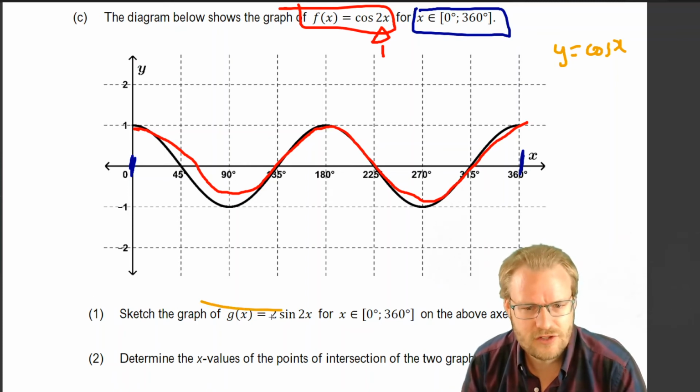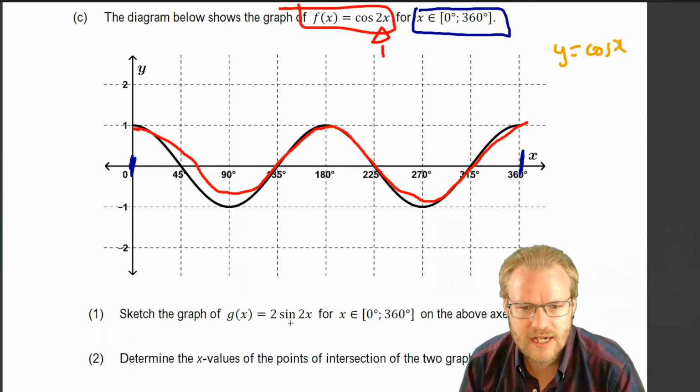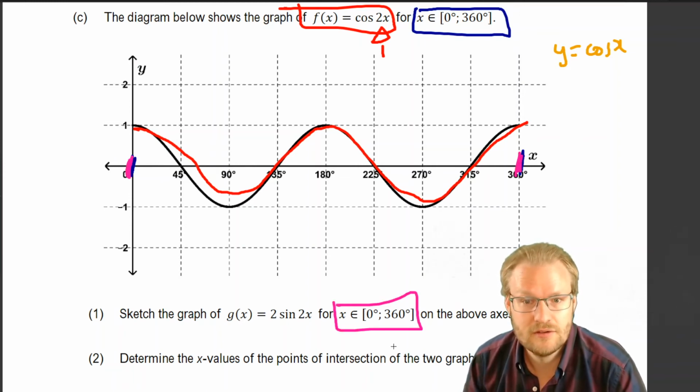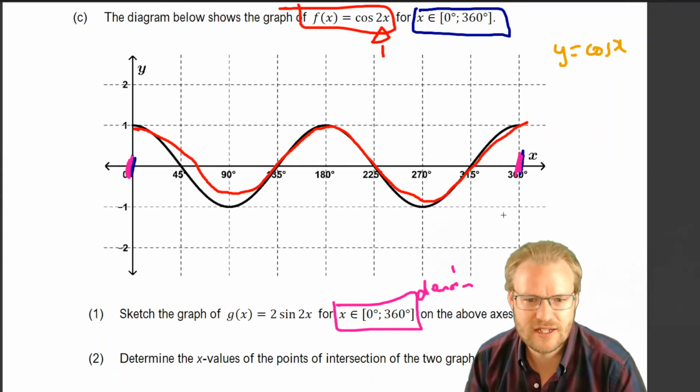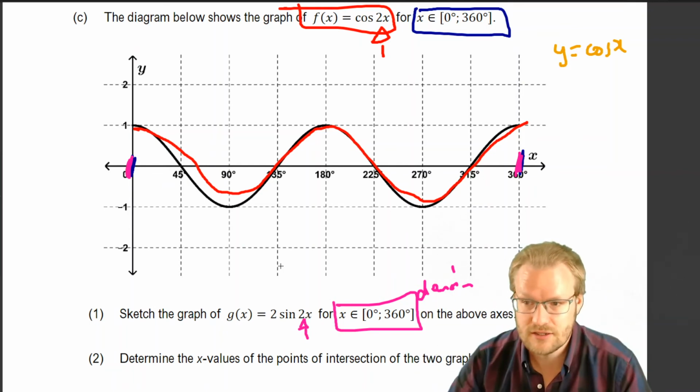Sketch the graph of g of x equals 2 sine 2x for x an element of 0 to 360. Cool. So we're sketching it for the same domain. So that's our domain. It stays the same. So basically sketch it in that 2 sine 2x. We already said what this 2 does. It's going to fit 2 sines in it.